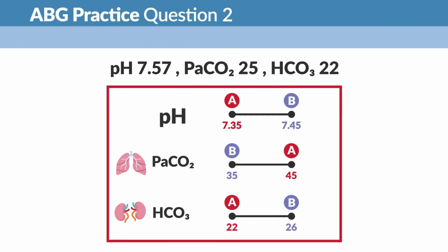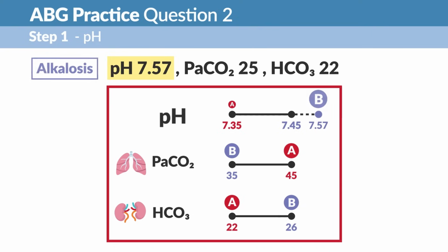Now for our next question. ABG practice question number 2. We have a pH of 7.57, a PaCO₂ of 25, and HCO₃ of 22. So filling out your marching band suit here, then we use our 3 steps. So step number 1, starting with pH because it's primary. So 7.57. Is that acid or is it base? Well, it's way over 7.45, so that little b tells us it's base or an alkalosis.